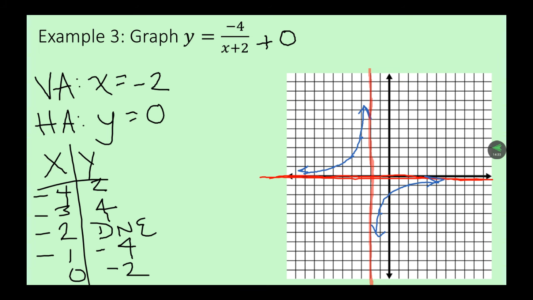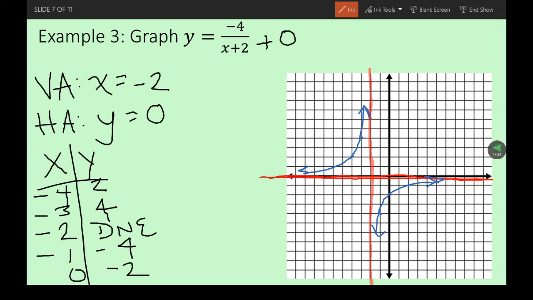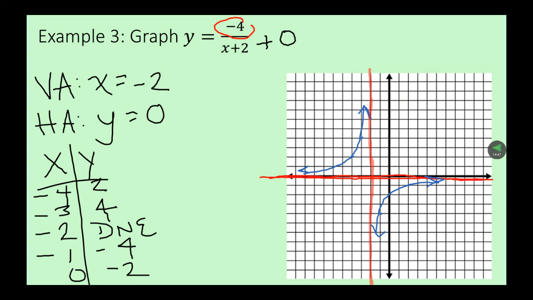Well, what's a little different this time? It's that negative, really. That negative up there in our numerator really just did a little flippage. And so we're in sort of the different pieces or different quadrants of our graph. Neat.